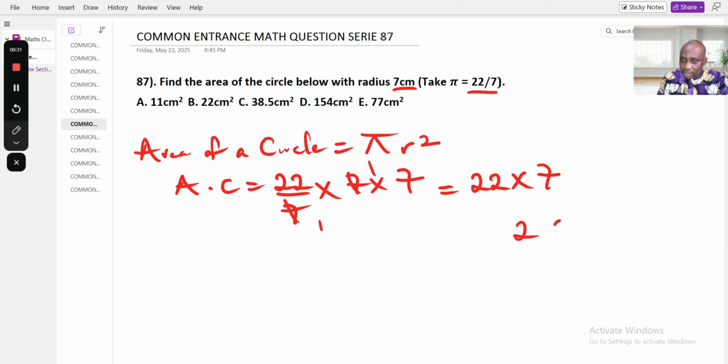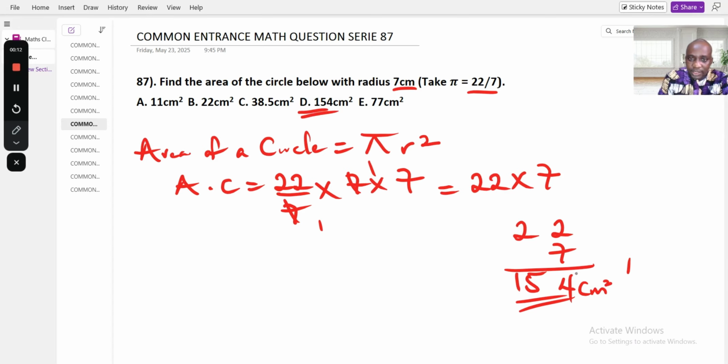Let's calculate it down here. 7 times 2, 14. Remainder 1. 7 times 2, 14 plus 1, 15. Our final answer is 154 centimeter square. Do you have 154 there? Yes, D. Final answer is D. Let's move to the next question.